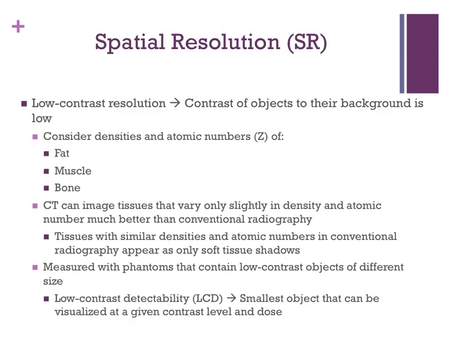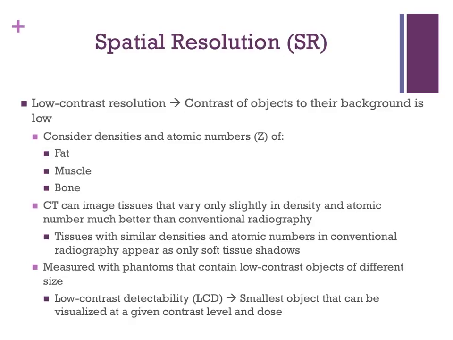One of the best things about CT when compared to radiography is its ability to distinguish low contrast objects whose density is slightly different from their background. So to understand low contrast resolution, you'll need to consider three tissues of different densities, which are fat, muscle, and bone, as well as their atomic numbers, which is represented by Z. Look at figure 9.16 in your book to understand a little better what I mean.